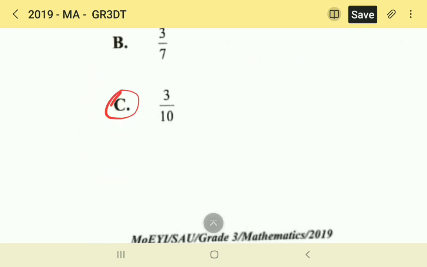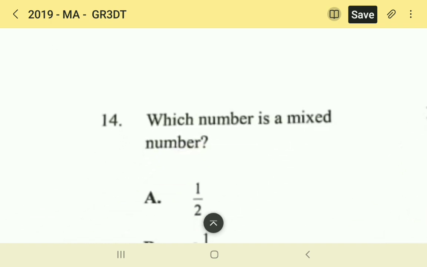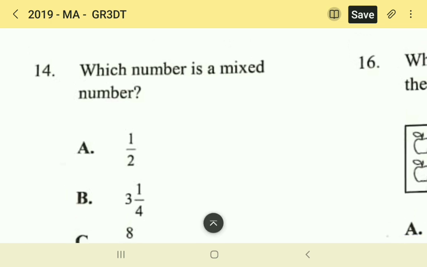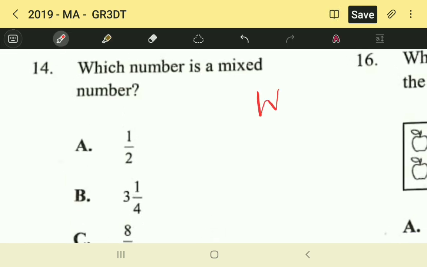All right, moving on. Not a teaching video, I'm just running through the papers for you. All right, which number is a mixed fraction? Now a mixed fraction will have a whole number plus a fraction. All right, so let's look to see. A mixed fraction is at B.